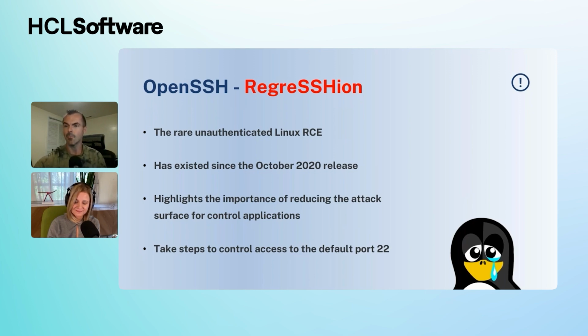But it really highlights how important it is to just reduce the attack surface on this kind of control application in general. So, again, we know the default port is 22. So control what IPs can access your network on port 22, right? For all of your servers, make sure only trusted sources can get to your boxes on 22. Great advice, Joe.